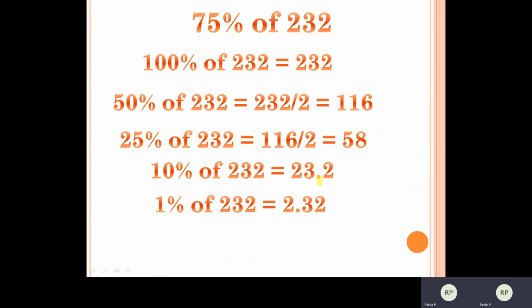Now 1% of a number we can also easily find out. Write the number and put two decimal points. So 232, and you put two decimal points, then it becomes 2.32. So all these things are easy, right? 100% is the whole number, 50% is the number divided by 2, 25% is whatever is 50% divided by 2, 10% is write the number and put one decimal point, and 1% is write the number and put two decimal points.